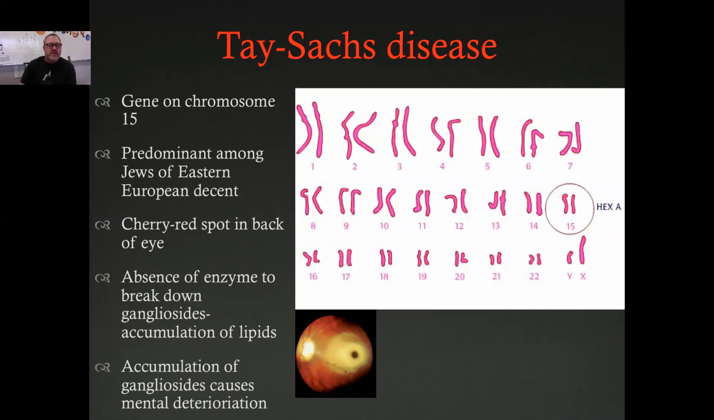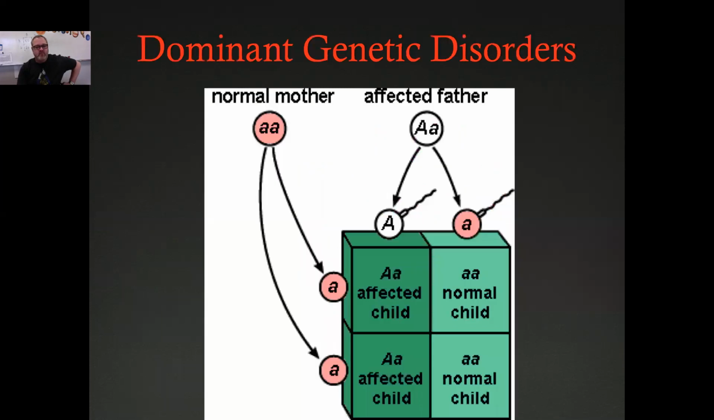It's caused by absence of an enzyme used to break down gangliosides, which is the accumulation of lipids, which are fats, and it causes some mental deterioration. Okay, so that's it for the recessive genetic disorders.